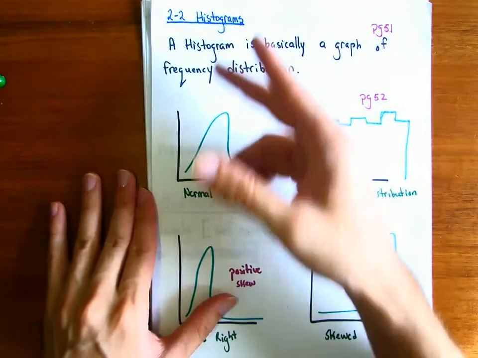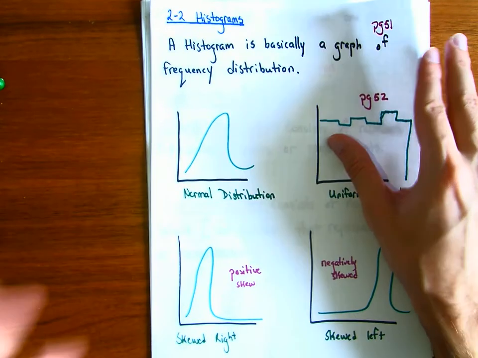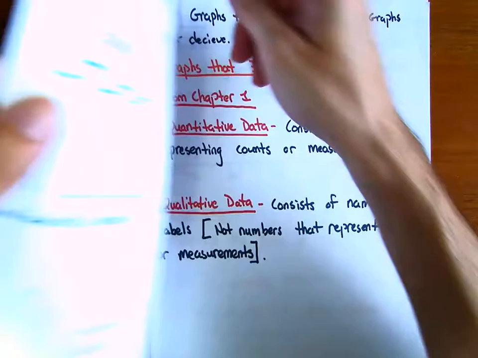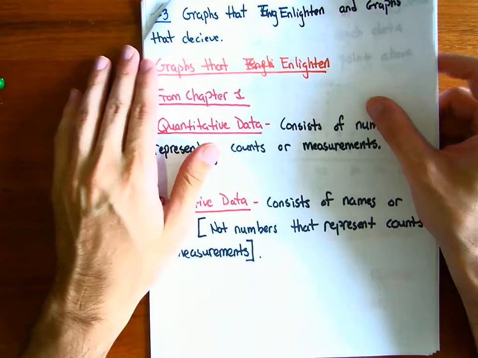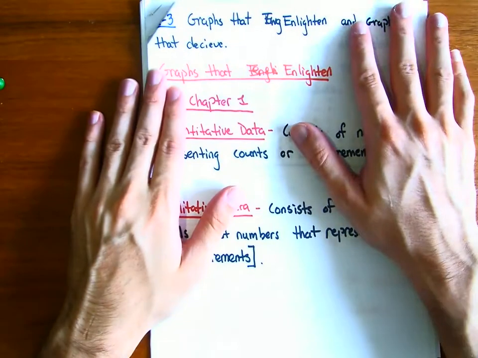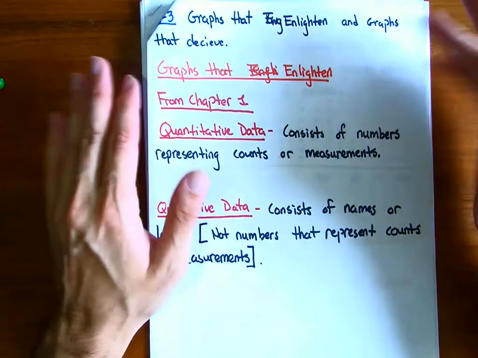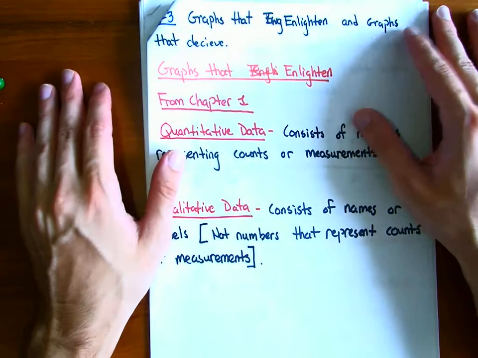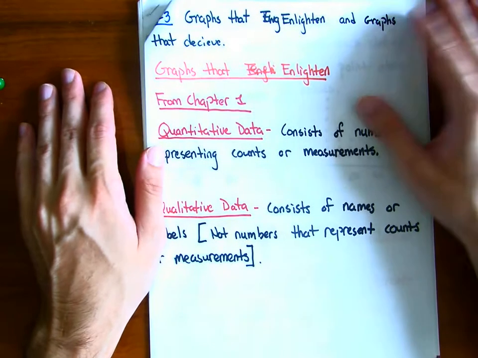For chapter 2-2, let's continue the types of graphs that are out there and how we can organize data. For this lesson, there's a lot of notes involved, and I'll just go through it. What I'd like you to do is each time I flip through the page, just pause the video, take a second, copy it down, and then continue on.